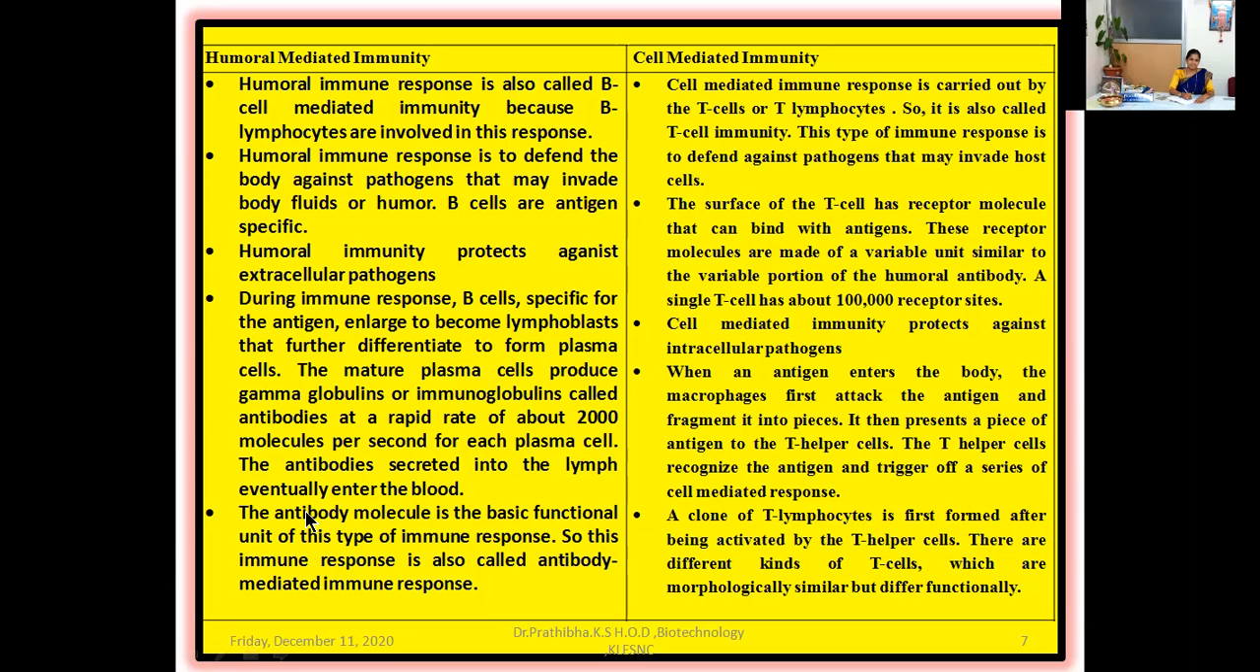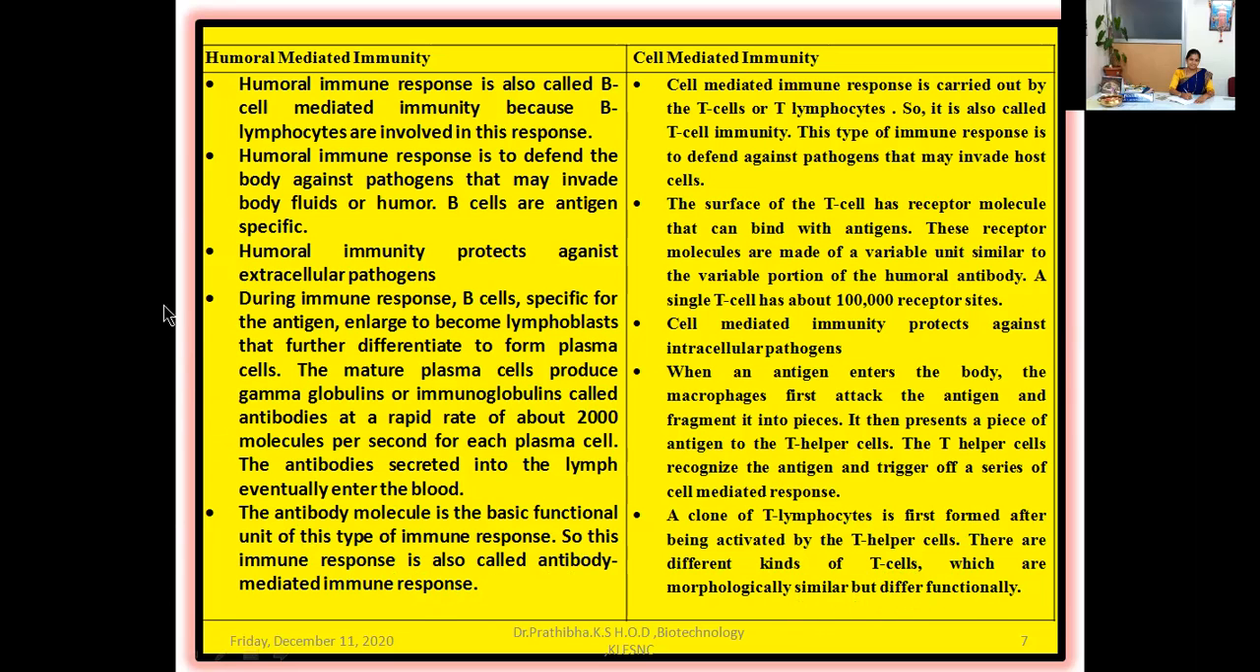Okay, the last difference is here. The antibody molecule is the basic functional unit of this type of immune response. So this immune response is also called antibody mediated immune response. Whereas in cell mediated immunity, a clone of T lymphocytes is first formed after being activated by the T helper cells. There are different kinds of T cells which are morphologically similar but differ functionally.